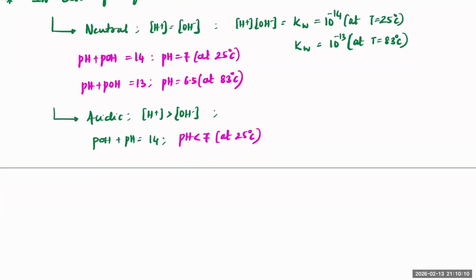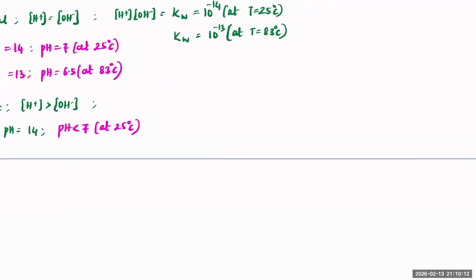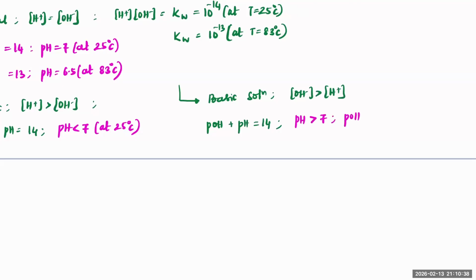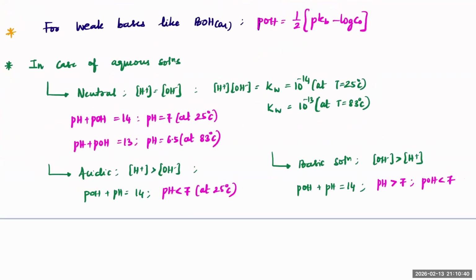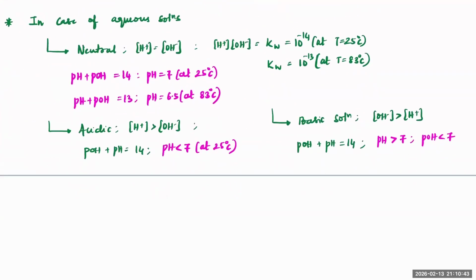Right, sorry. So pH has to be less than 7. Similarly, if it is a basic solution, we expect the OH minus concentration has to be greater than H plus concentration, and pOH plus pH has to be again 14, and this is all operating at 25 degrees Celsius. But we can say that pH has to be greater than 7, or pOH has to be less than 7 in that case. Okay. So this is the briefing you should know about, how different solutions behave in aqueous solutions.